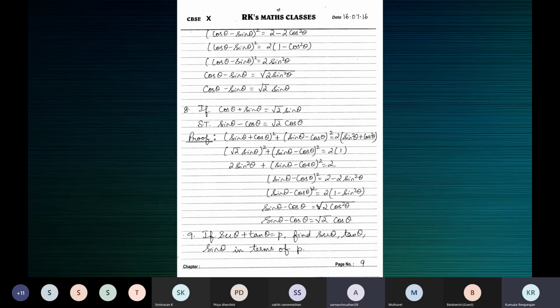Correct, that's right. A square minus B square. But how do you write secant square theta minus tan square theta applying A square minus B square? Like A square minus B square is A plus B into A minus B. So secant square theta minus tan square theta is? Secant theta plus tan theta into secant theta minus tan theta. Yeah. So secant theta plus tan theta into secant theta minus tan theta is equal to 1, right?